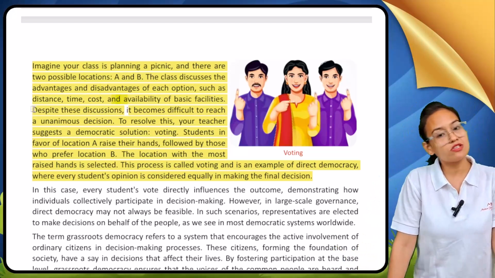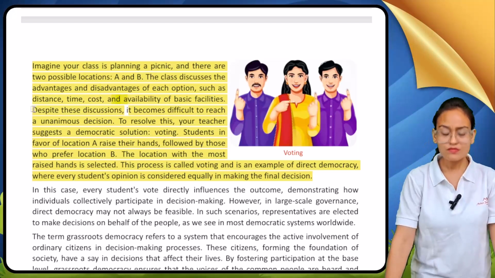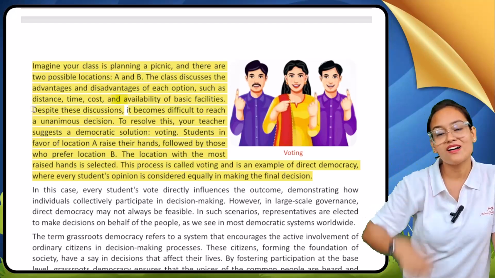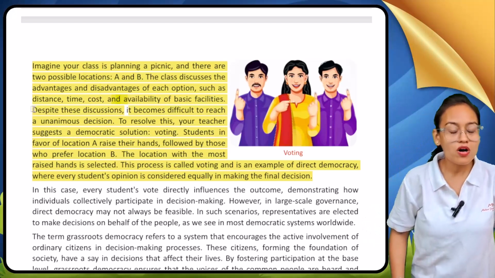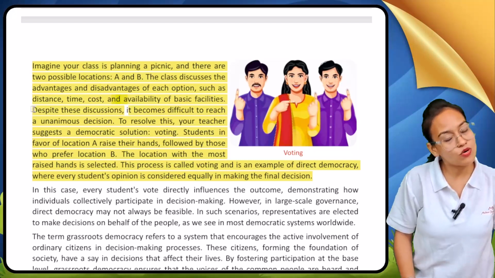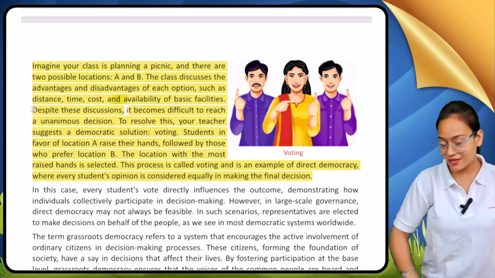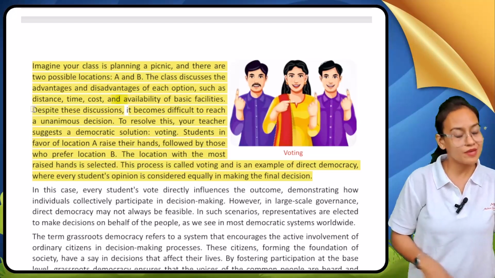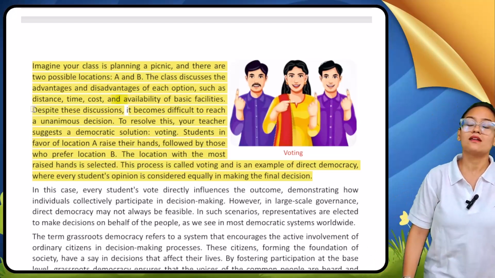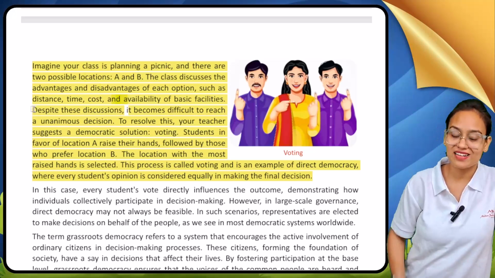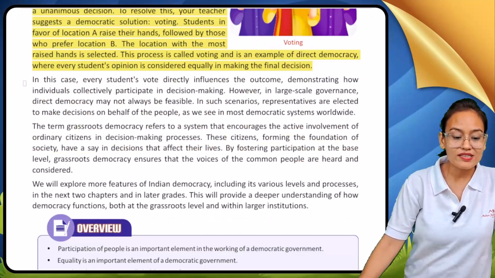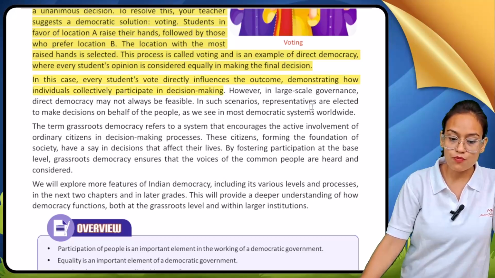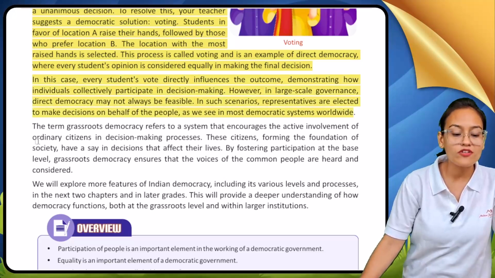Then your teacher will solve this problem. And in what way is she or he going to solve it? Through the voting system. So place A and place B, the election will be contested between these two areas, and the area which gets the most votes, meaning a majority of votes, is selected for the picnic. So in this way, my dear student, with the process of voting, you are going to solve your problem.